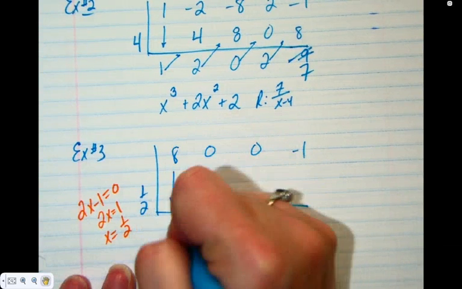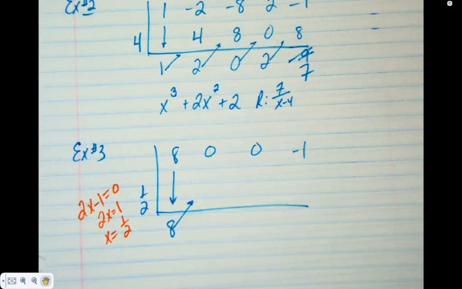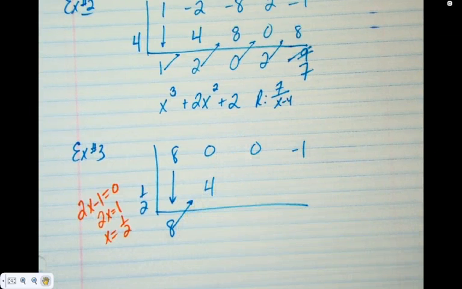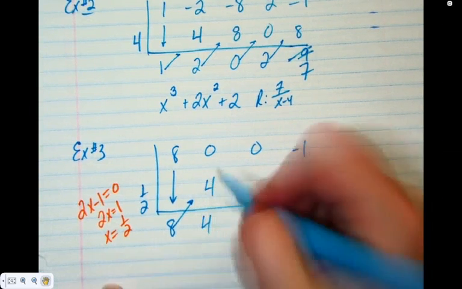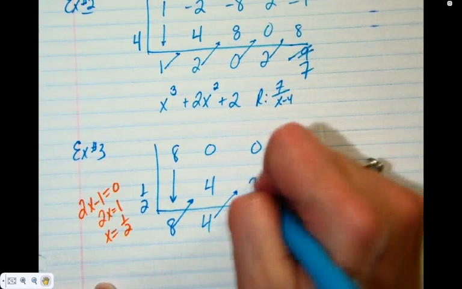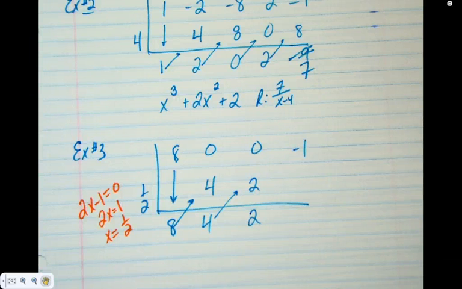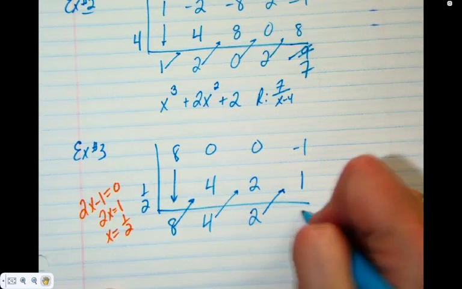The process isn't going to change. I'm still going to drop the 8. I'm still going to multiply by the number on the outside. What's a half times 8? Add vertically, 0 plus 4. 4 times a half. 0 plus 2. 2 times a half. Negative 1 plus 1.